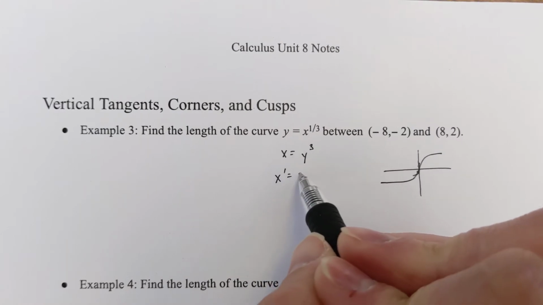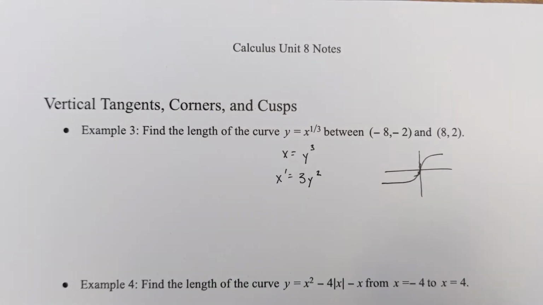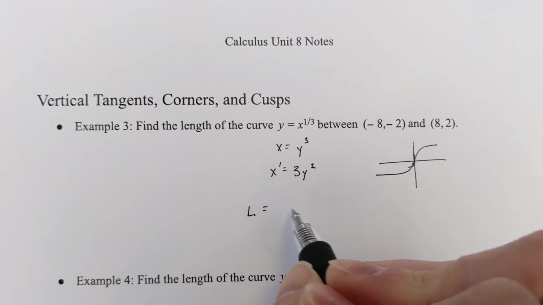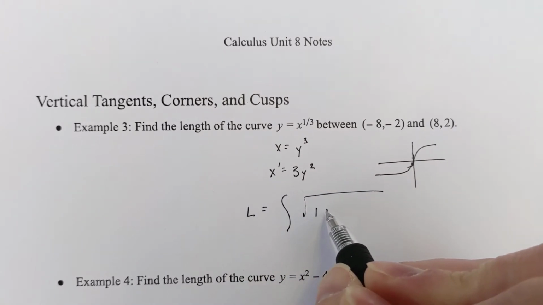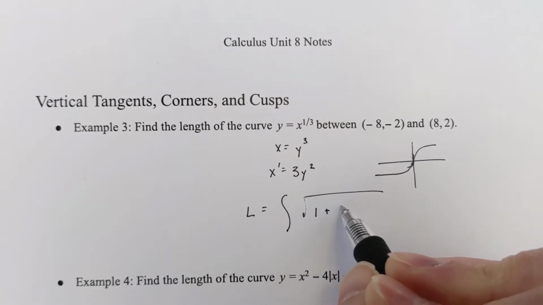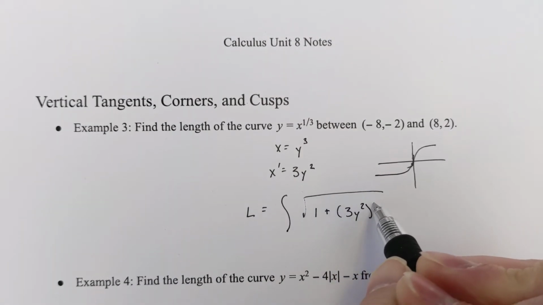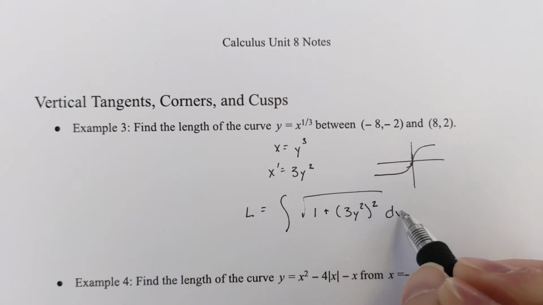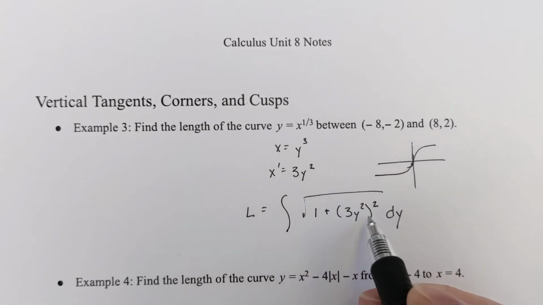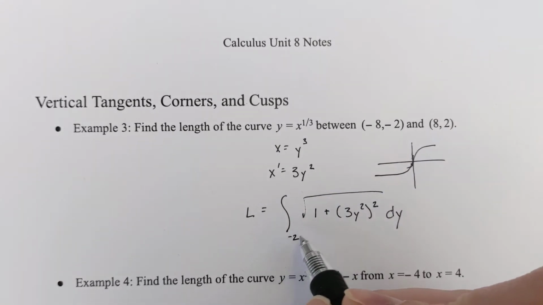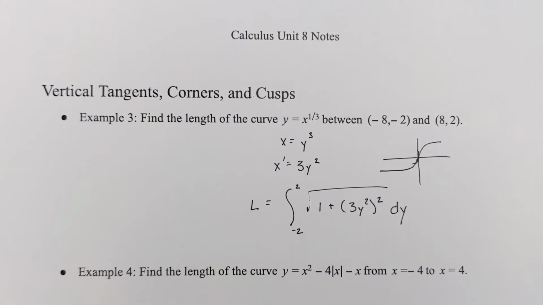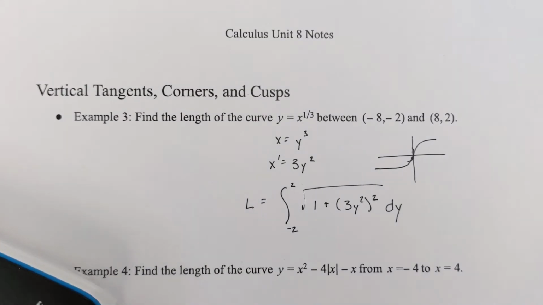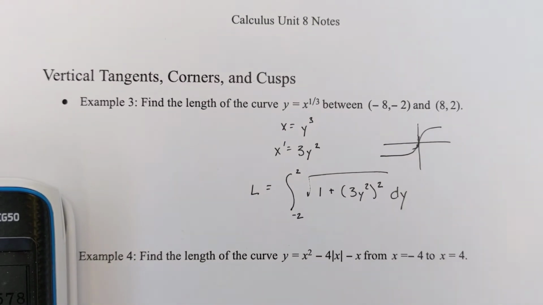So x prime is 3y squared. So when I go to do my length equation, square root of 1 plus 3y squared squared dy, my bounds are y values since my variable is y. So it's going to run from -2 to +2, not from -8 to +8. So this will eliminate the issue that the derivative doesn't exist at a location.